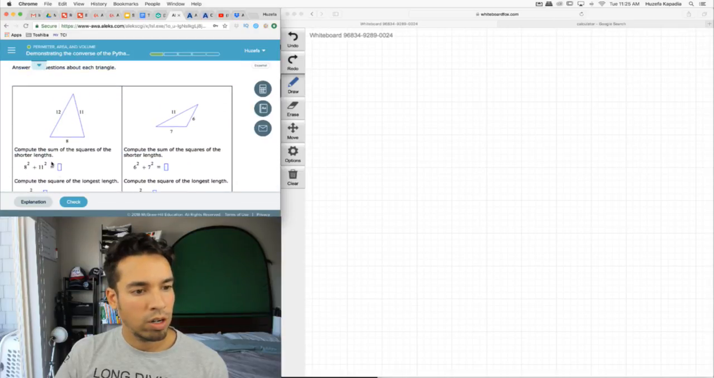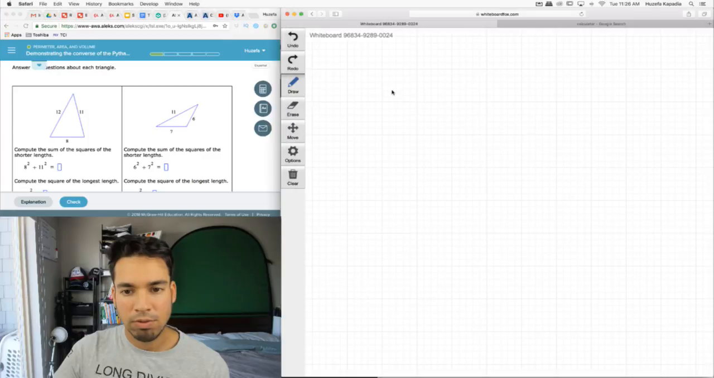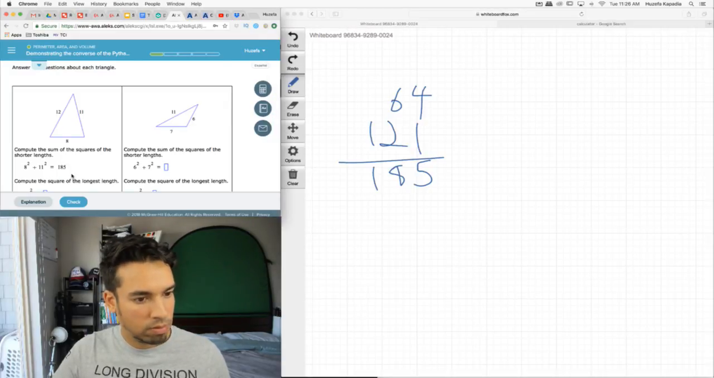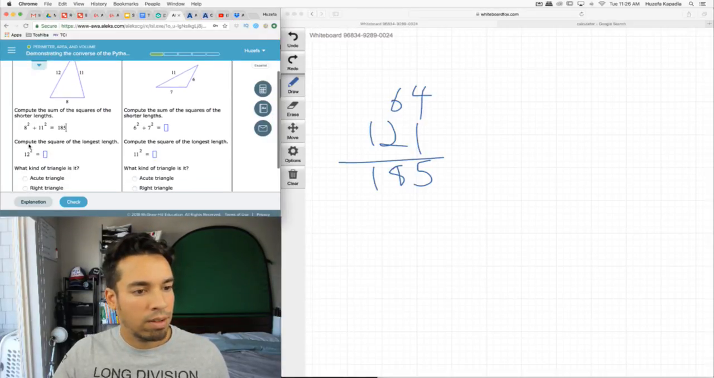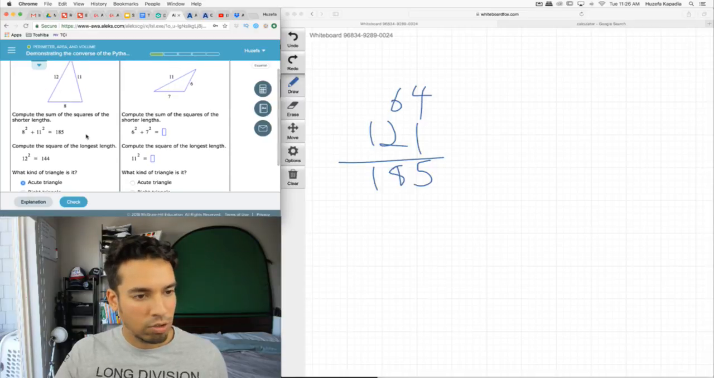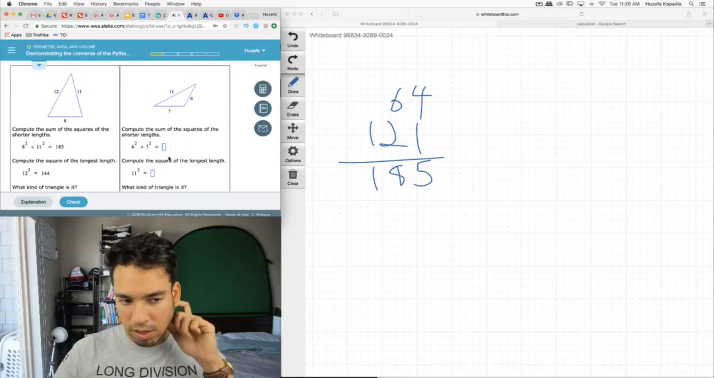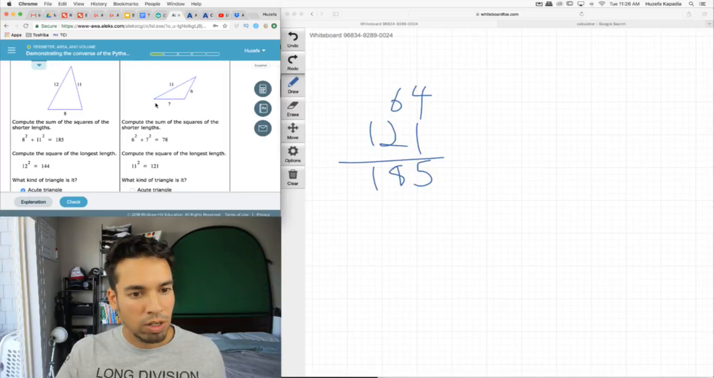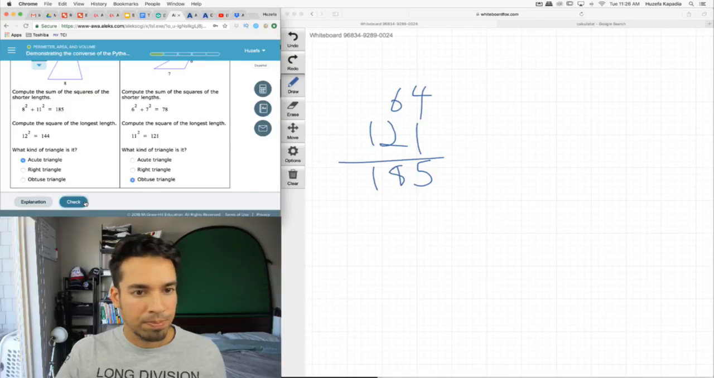All right, next, 8 squared plus 11 squared, that's 64 plus 121 is 185. Then we have 12 squared is 144. They're not equal. C squared is less than a squared plus b squared, which means it's acute. And it looks like acute, right? They're all less than 90 degrees. Okay, 6 squared plus 7 squared is 36 plus 42 is 78. This is 121. This is way larger than those two. Therefore, it's obtuse.